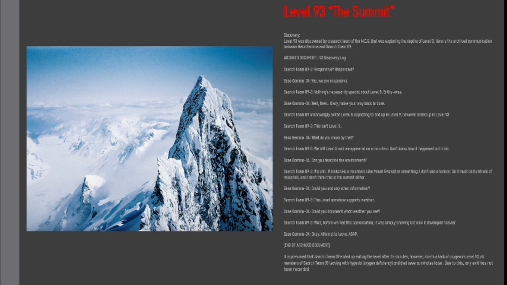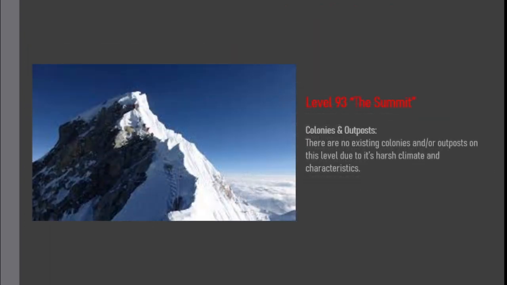It is presumed that Search Team 09 ended up exiting the level after 45 minutes; however, due to a lack of oxygen in level 93, all members of Search Team 09 left with hypoxia, oxygen deficiency, and died several minutes later. Due to this, any exit has not been recorded. Colonies and outposts. There are no existing colonies and outposts on this level due to its harsh climate and characteristics.